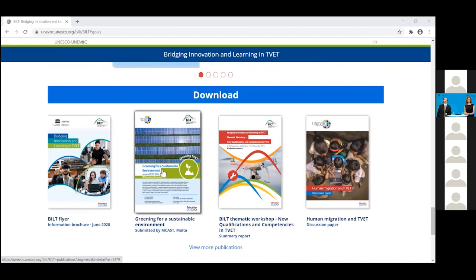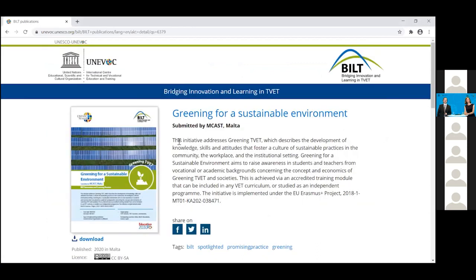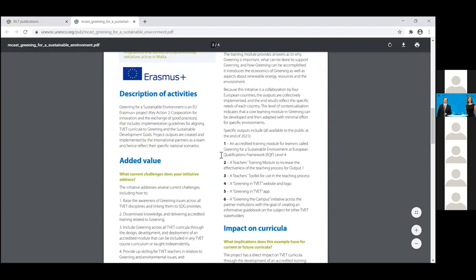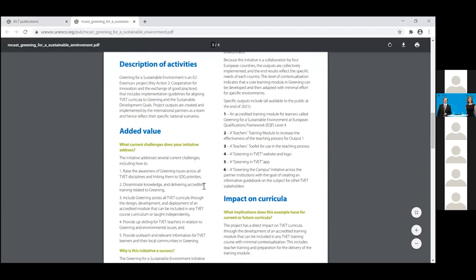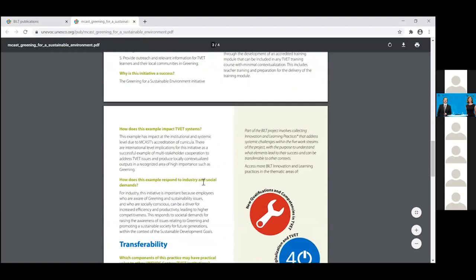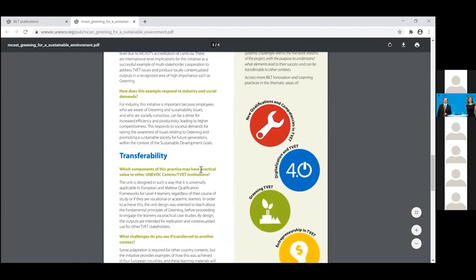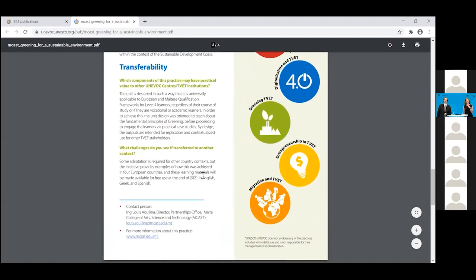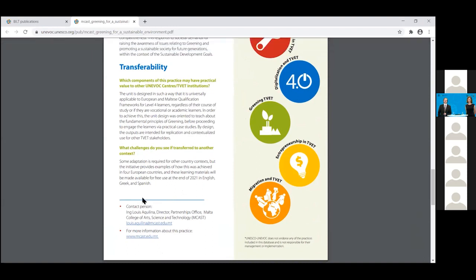So this is an example of a BILT innovation and learning practice in the thematic area of greening. It describes the added value of the initiative, its impact on curricula, and it also explains how this practice can be transferable to other TVET institutions. So at the bottom we have the contact person to get in touch with, and usually we also put some links to know more about the project.